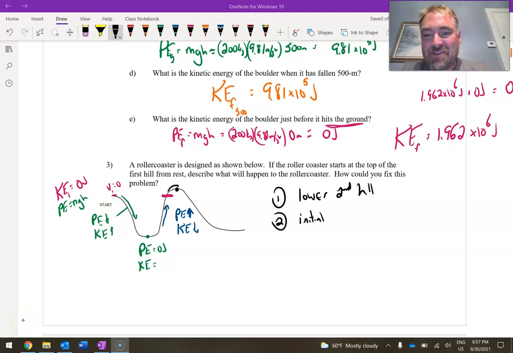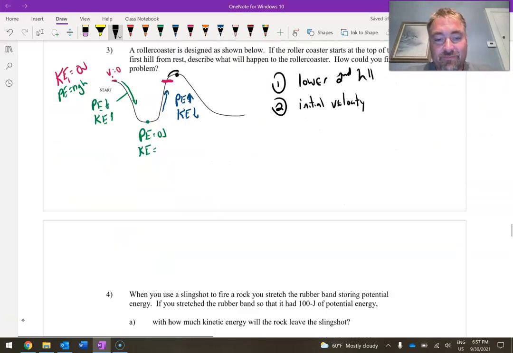Sorry about that. I'll continue again. We could give it initial velocity at the top of the first hill. And so then it would have enough kinetic energy as long as it gets up to the top.